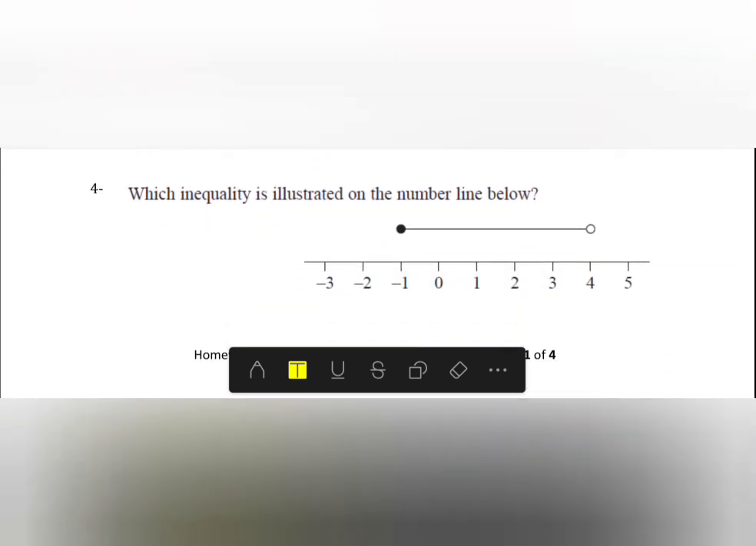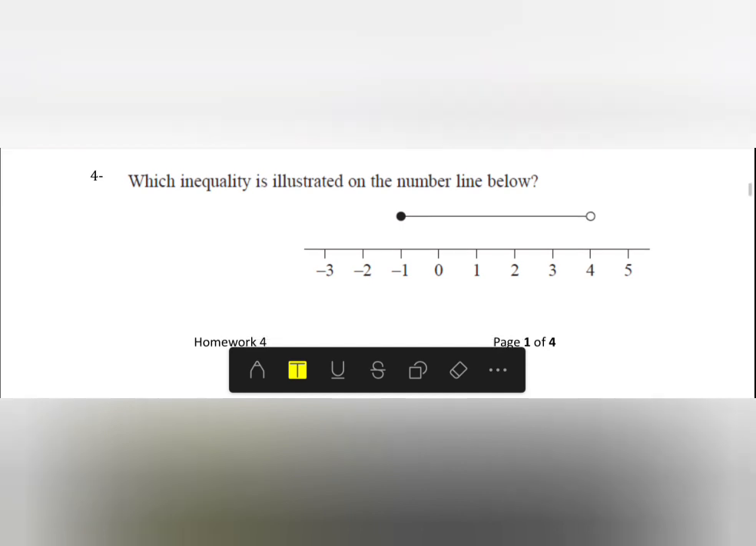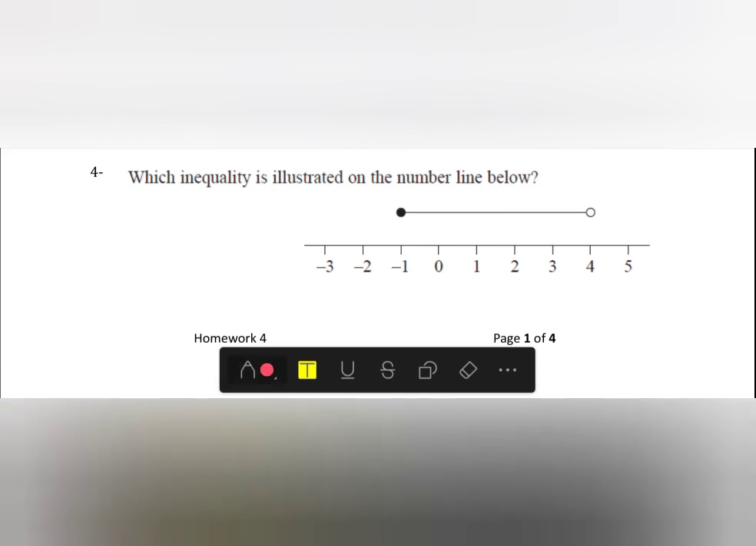Which inequality is illustrated on the number line below? Now, how do you do this? Very good. You take a look at the inequality on the number line and turn it into an inequality, or a written inequality.